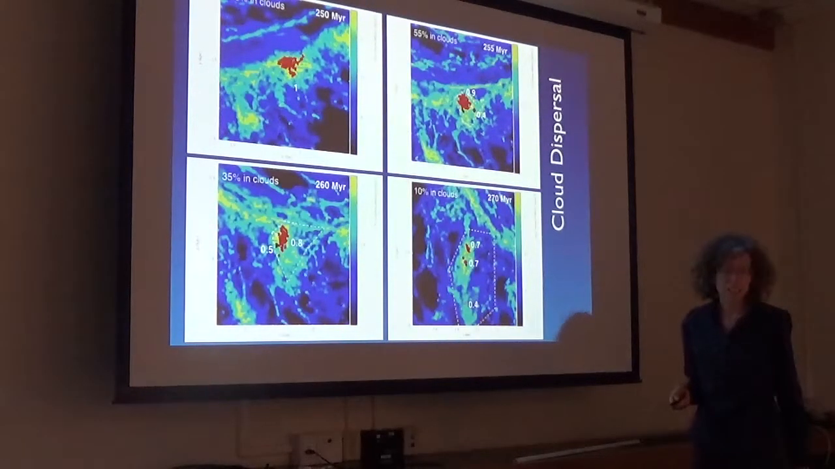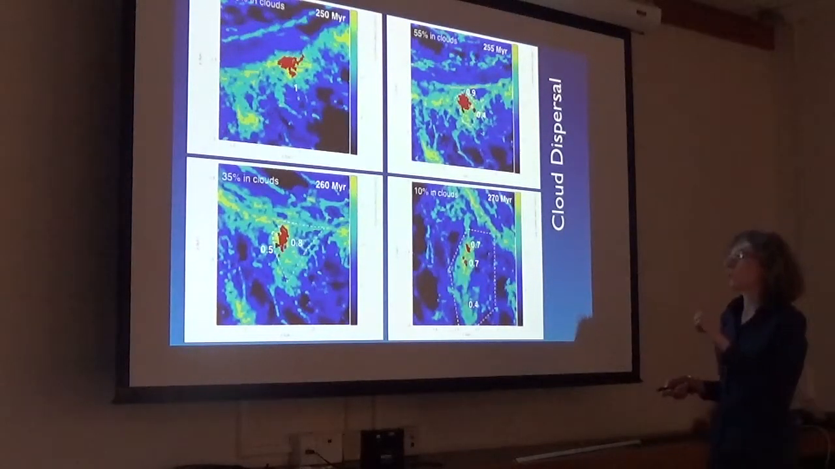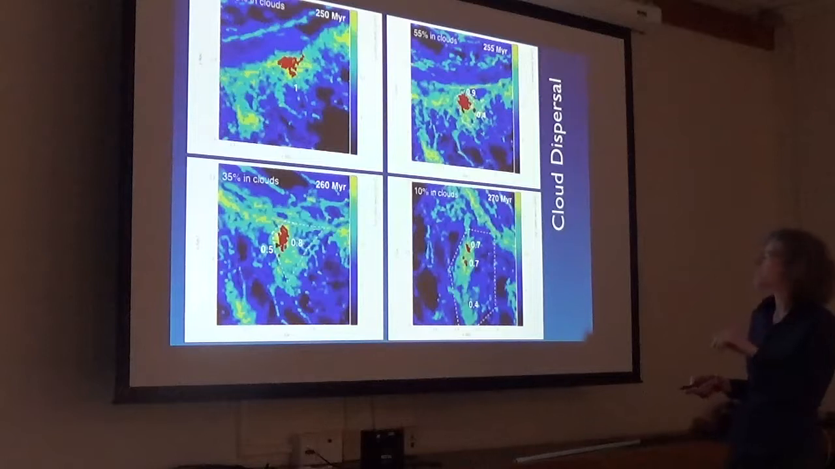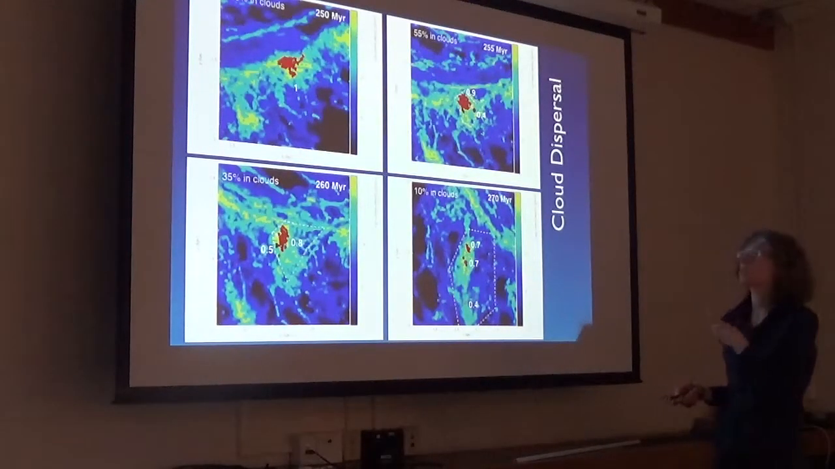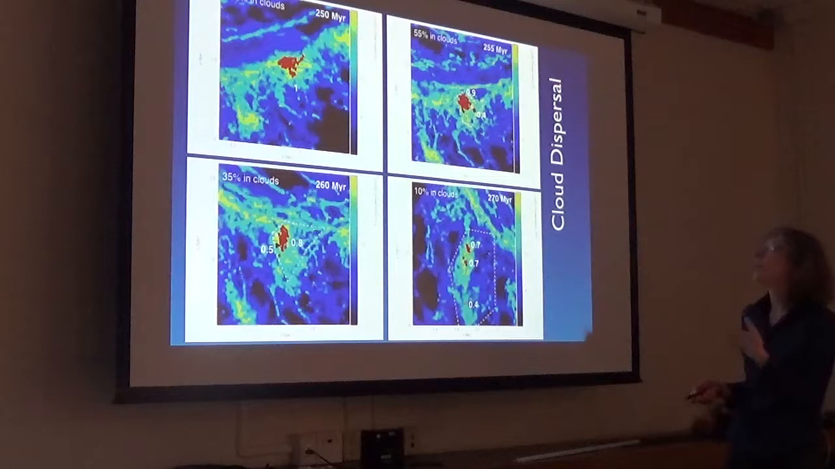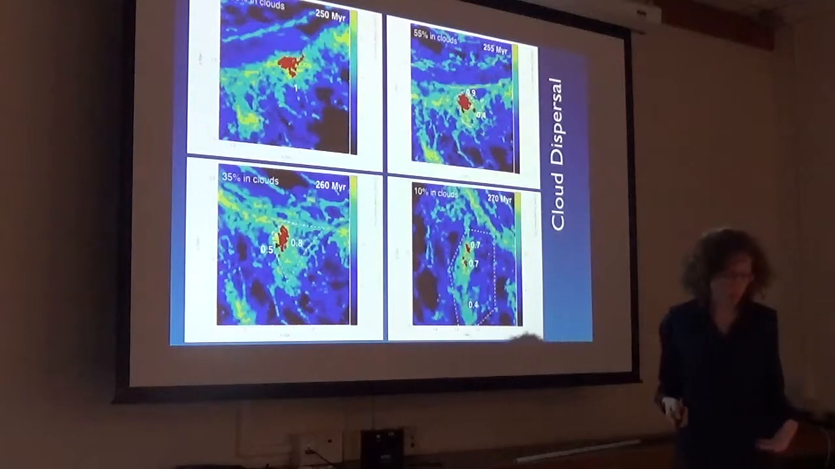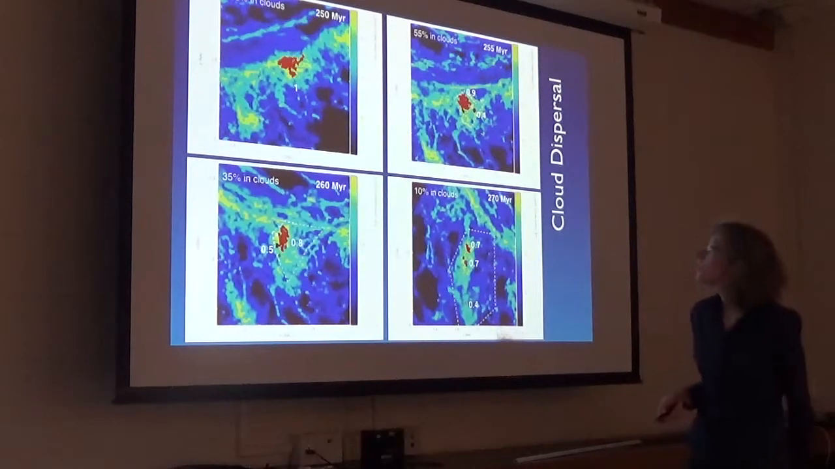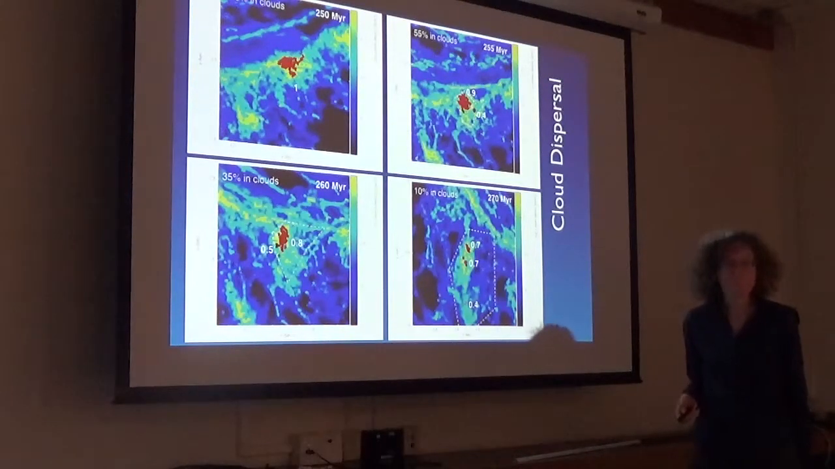So this is dispersing by both shear and feedback, and we established that by, for example, turning feedback off and finding that it didn't disperse, and also calculating the rate of shear times radius to show that shear was affected. That's 20 million years from the top left to the bottom right. Yes, that's it.